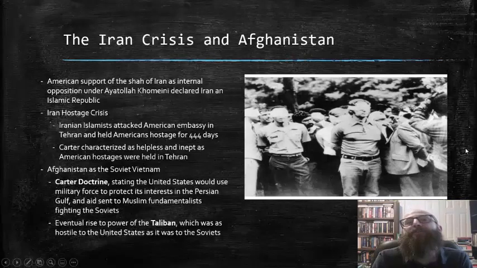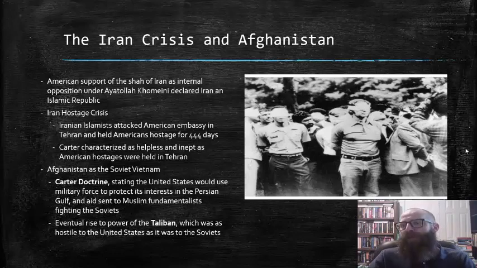Despite Carter's success in some foreign policy initiatives like the Camp David Accords, it was a foreign policy crisis that ultimately led to Carter's downfall. In the 1950s, the United States supported the ascension of an American-backed Shah of Iran. Essentially, Shah is another word for king in that country. And America continued to support the Shah's regime up until the late 1970s.